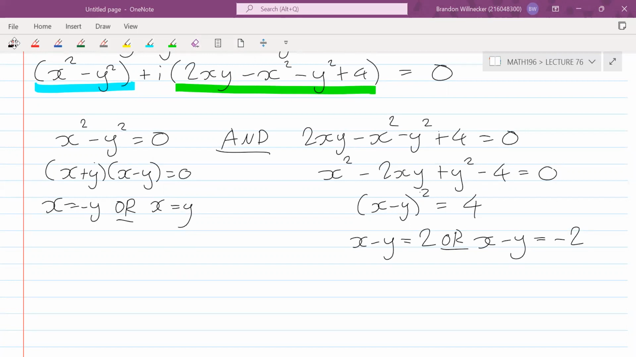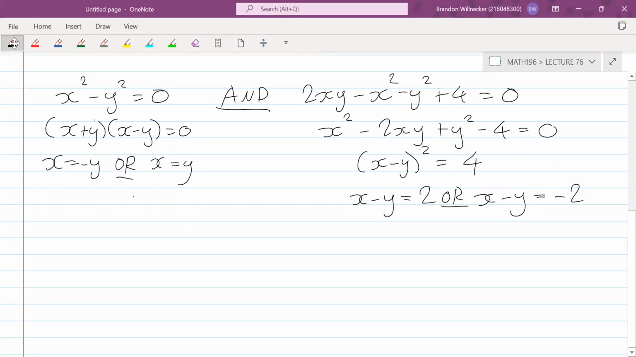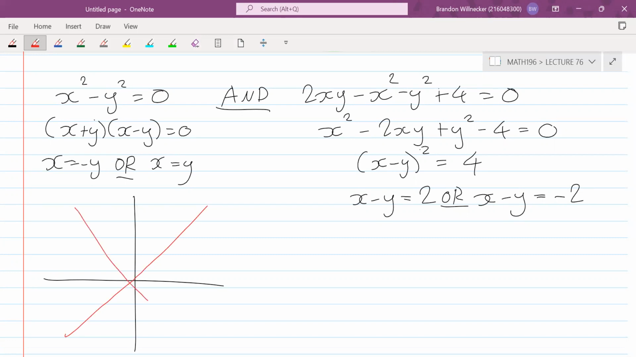X equals minus y, or let's just sketch this out quickly. So x equals y looks something like this. X equals minus y is going to be something like that. Okay, so we've got two straight lines over there.